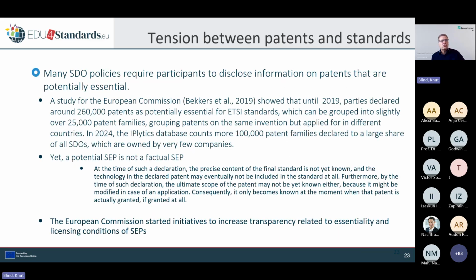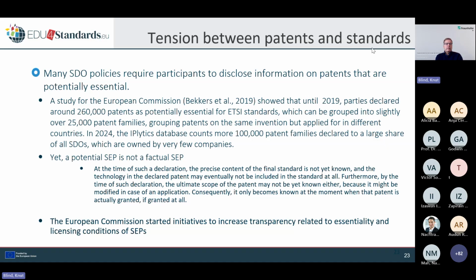Now, how to deal with that? The standard development organizations, here especially in Europe, it's ETSI, where the telecommunications standardization takes place. They have some rules, and they have also a portal where you have to declare all your standard essential patents. And here Uli Beckert, a colleague from Eindhoven, did a study and found 5 years ago that around 250,000 patents are potentially essential for ETSI standards, which goes back to 25,000 patent families. Patent families means that they can also be applied in different countries, but 25,000 patent families.